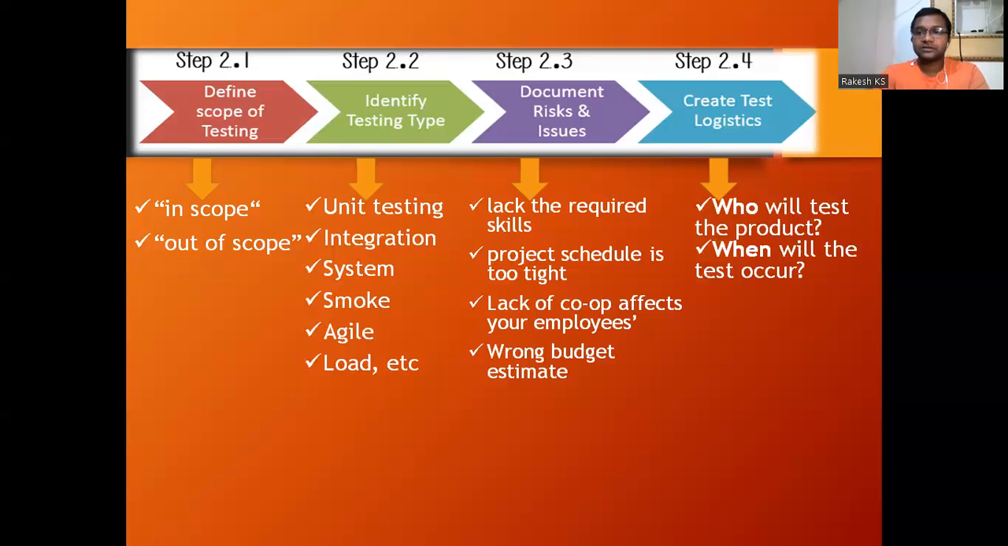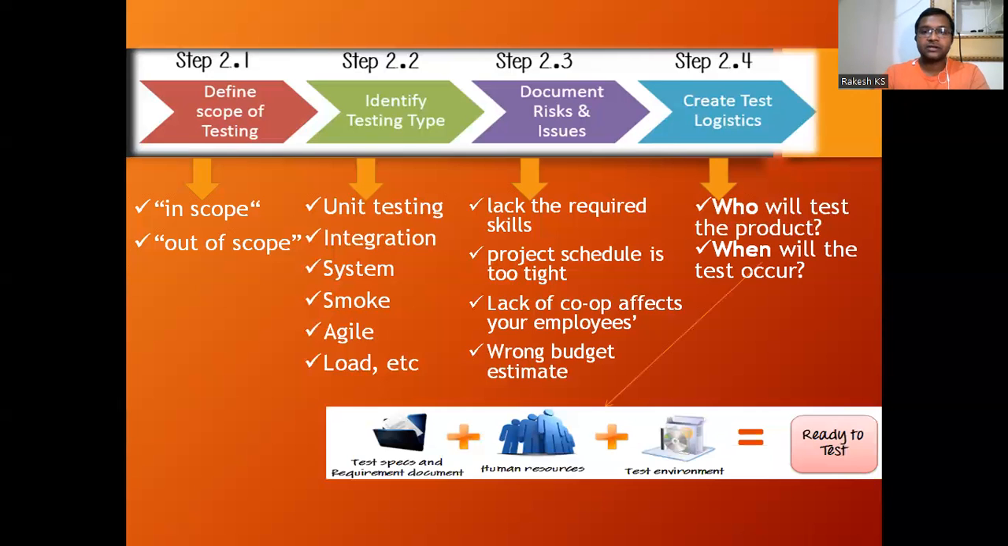When will the test occur? The test occurs basically when all the resources are completed. That means the test specifications and the requirement SRS document will be procured initially. After that, the human resources will be managed and then the test environment is created. We shall talk about the test environment in a later topic. All these things are merged and created together with the perfect balance. Then the test is ready.